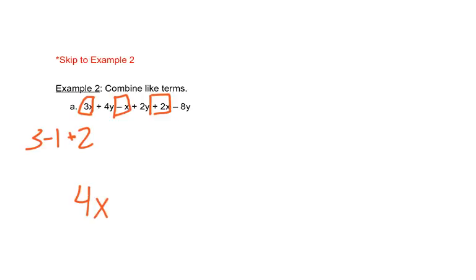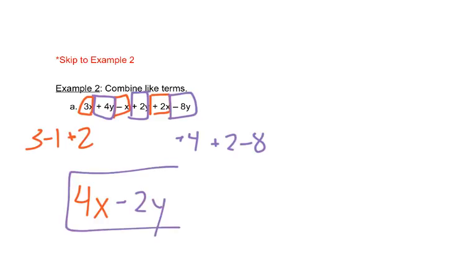So we have 4x. And then we see we have a 4y here, and a 2y, and a minus 8y. The sign that's in front of the number stays with the number. Keep it with it. So positive 4, positive 2, minus 8. So 4 plus 2 is 6, minus 8 is a negative 2y. So this is our final answer, 4x minus 2y.